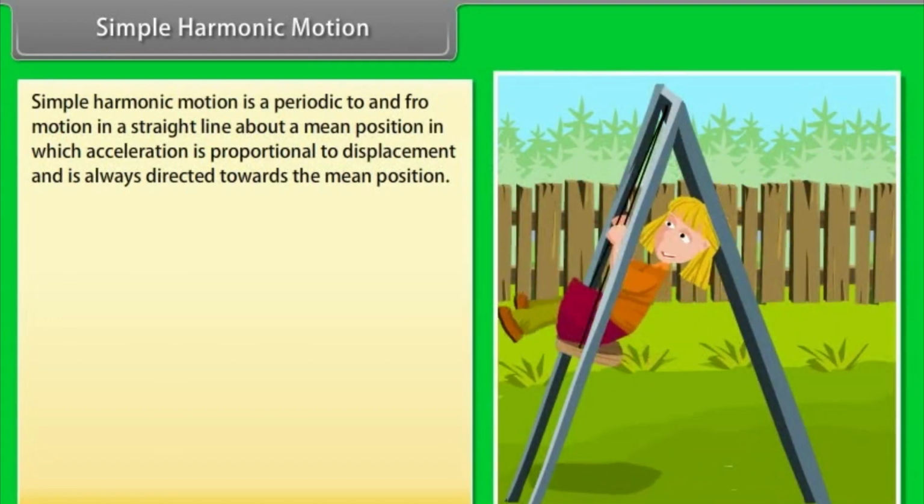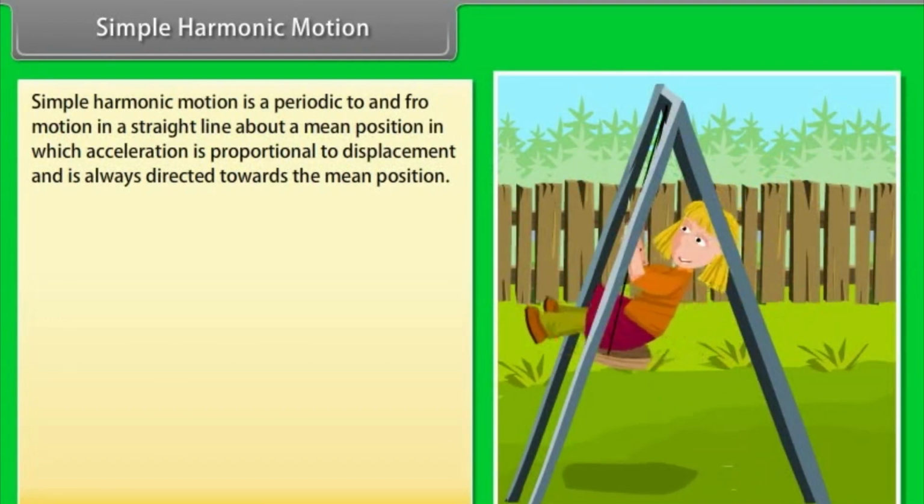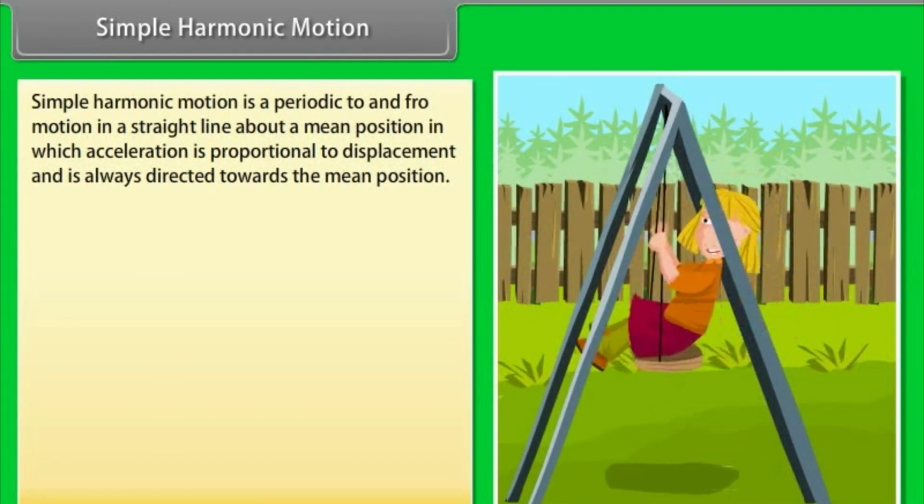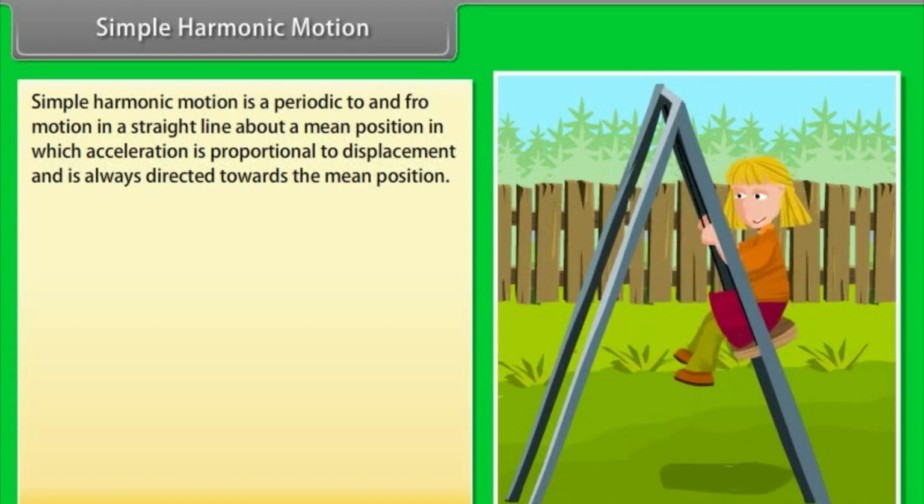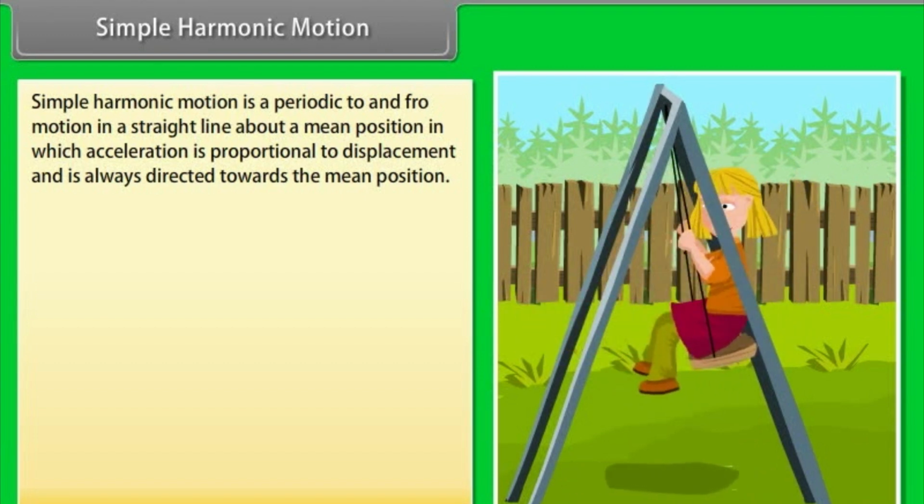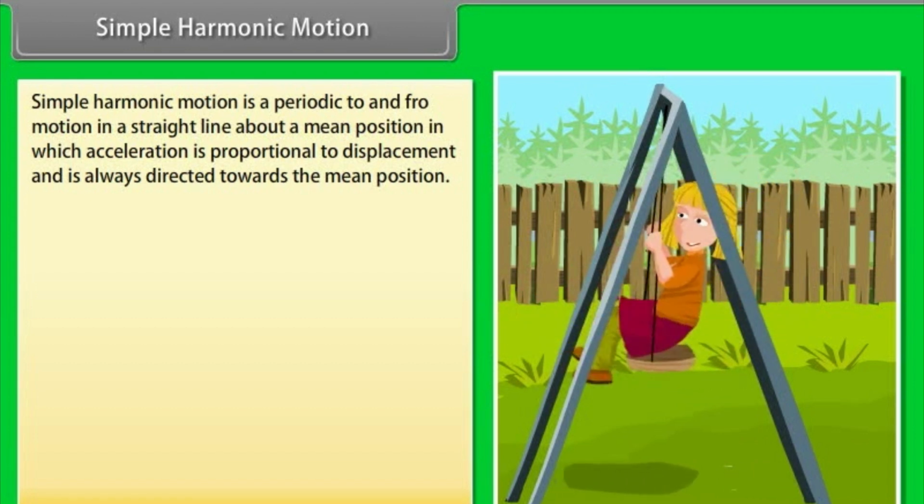Simple harmonic motion. Simple harmonic motion is a periodic to and fro motion in a straight line about a mean position in which acceleration is proportional to displacement and is always directed towards the mean position.